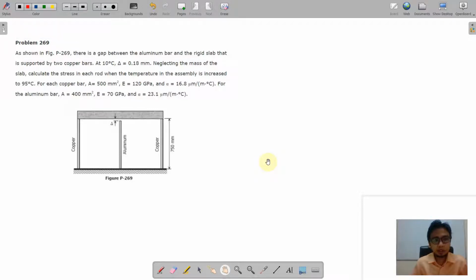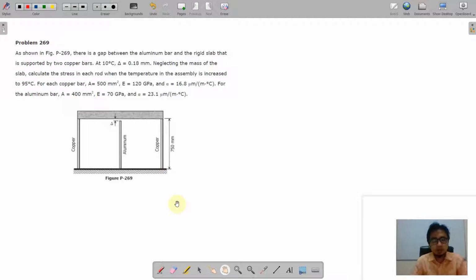So last time we had discussed this problem of a platform having three rods supporting it, and then there is a change in temperature wherein the aluminum had caused the pushing of this platform that is resting on the copper.